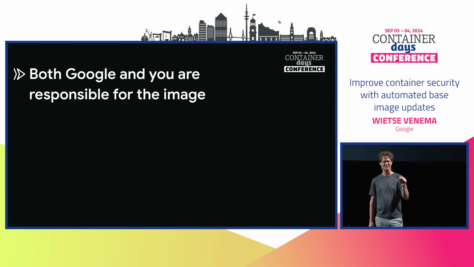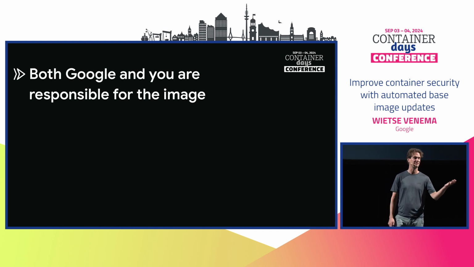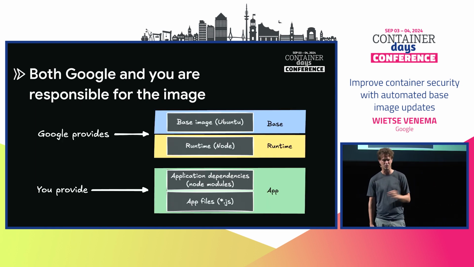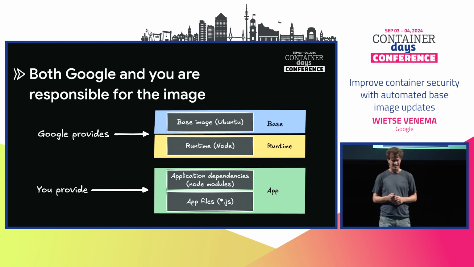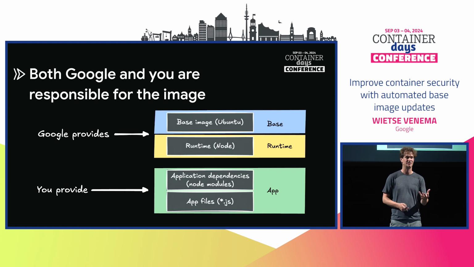So both Google and you are responsible for this image, in case you use one of those source-based products, right? So Google provides this base image with the runtime, and for the base image we use Ubuntu. And you provide your application code and your package.json or your library dependencies.